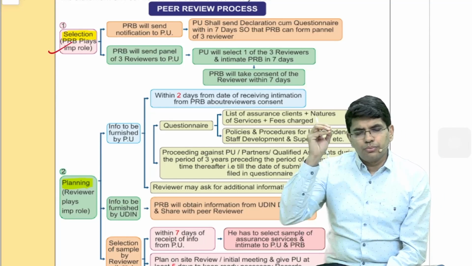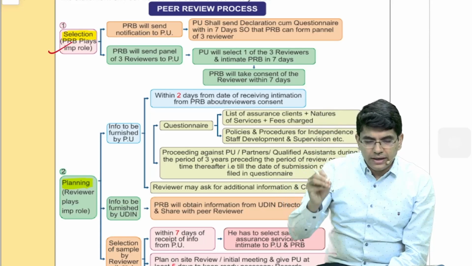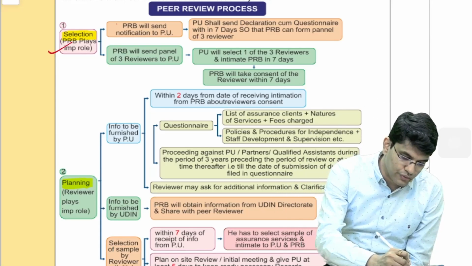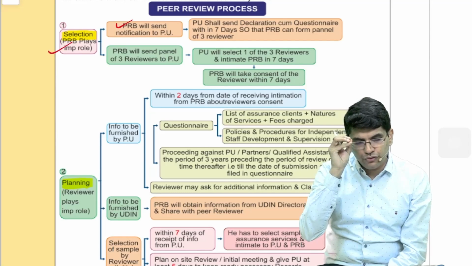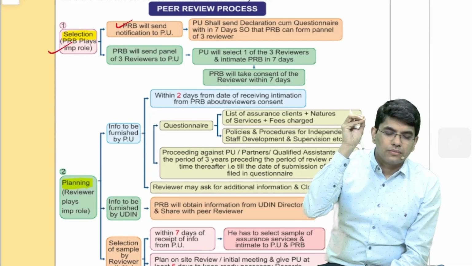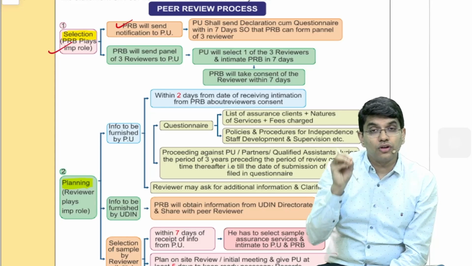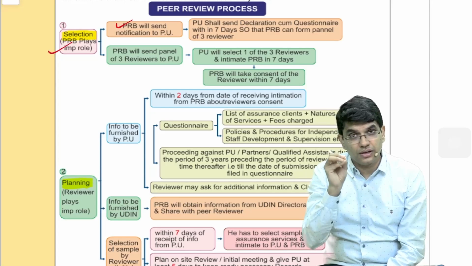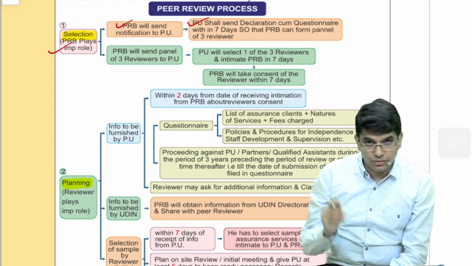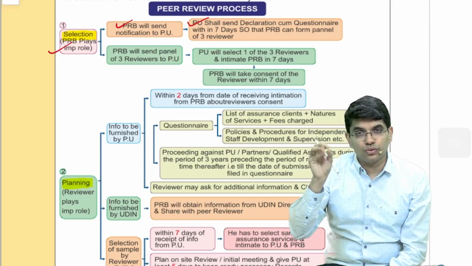What does it do? The peer review board is going to select the practicing unit, that is the CA firm, for whom peer review will be conducted. So the peer review board, PRB, is going to select the CA firm, and they are going to intimate you: Congratulations, you are selected for peer review.